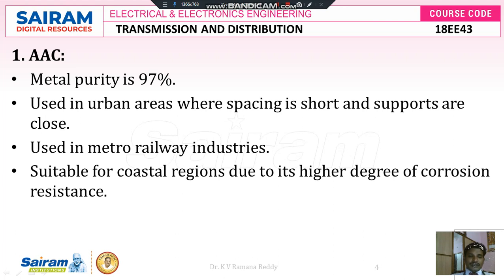And it is used in metro railway industries, and it is suitable for coastal regions due to its higher degree of corrosion resistance, because in coastal areas it is always exposed to rain and floods. So it is going to protect the conductor from corrosion. So that's why these all aluminium conductors are used in the following applications: where spacing is short and supports are close, in metro railway industries, and in coastal regions.